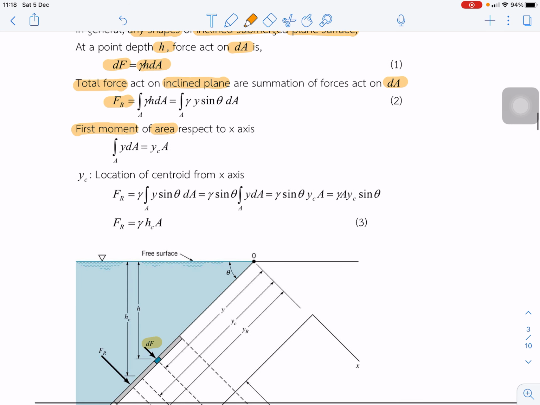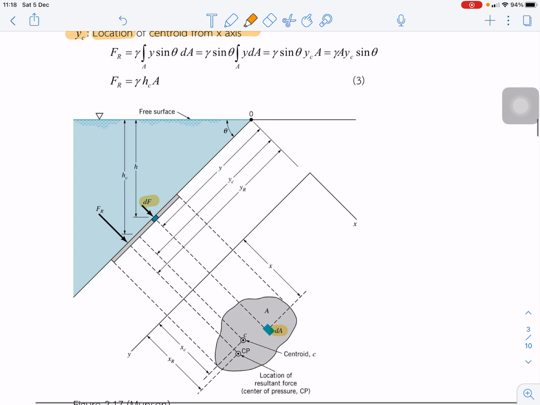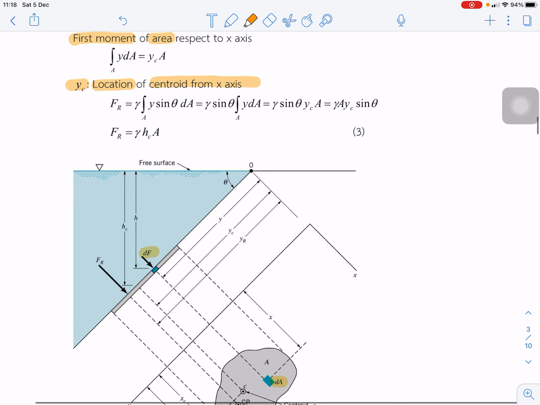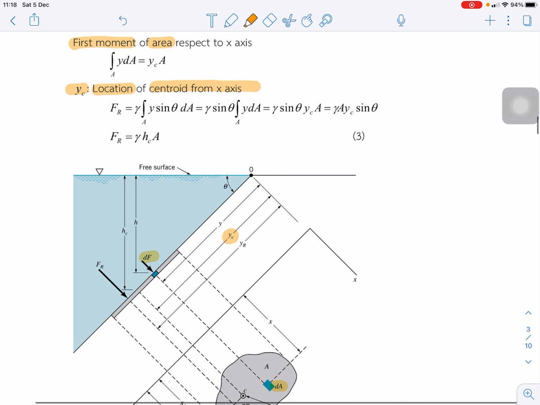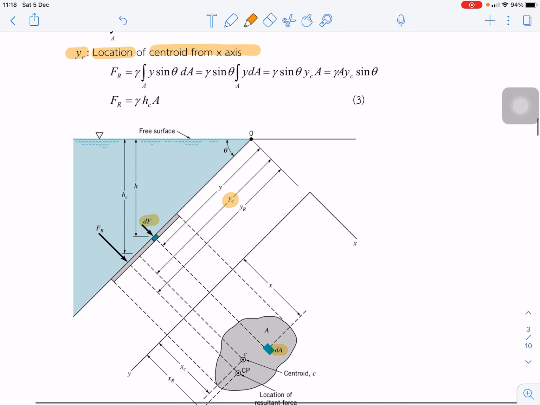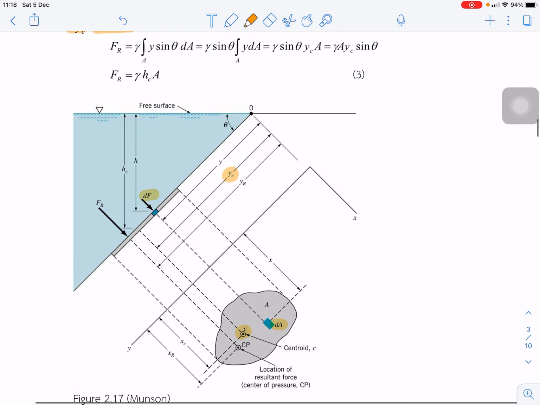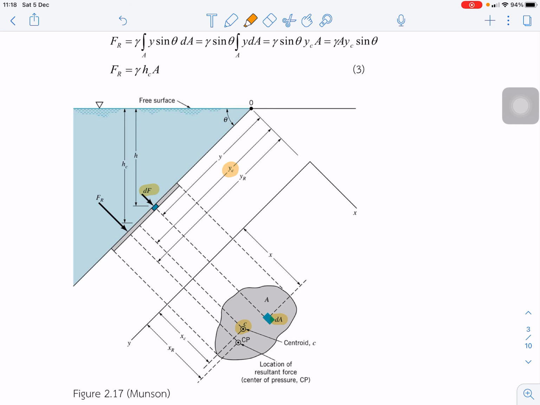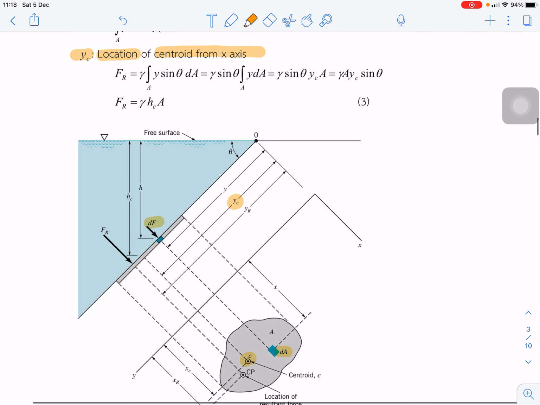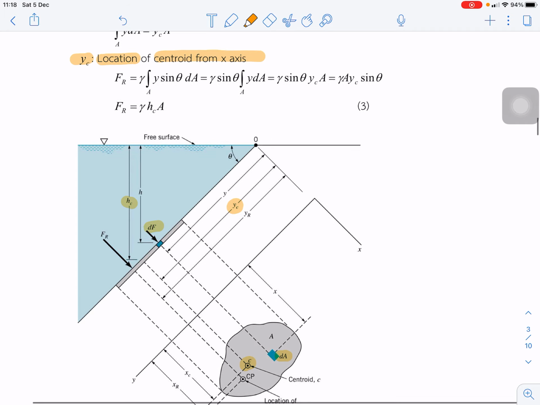And for FC, this is the location of the centroid on the x-axis. In this case we can show what YC is. This point is the centroid of the area, and this is YC. For HC and YC we can find the connection between HC and YC.